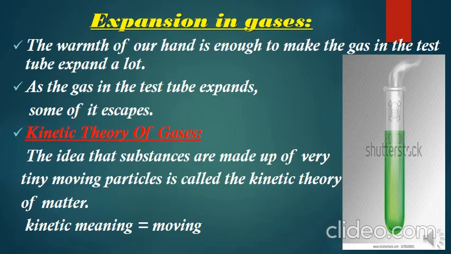Okay, what is the kinetic theory of gases? The word kinetic comes from a Greek word that means moving. So the idea that substances are made up of very tiny moving particles is called the kinetic theory of gases. It means all the particles, whether in solid, liquid or gas, are in a moving condition. Although the movement in a solid is very small, they only vibrate in their position, the movement in liquids and gases is very prominent. That's why the kinetic theory of gases elaborates the movement of particles.